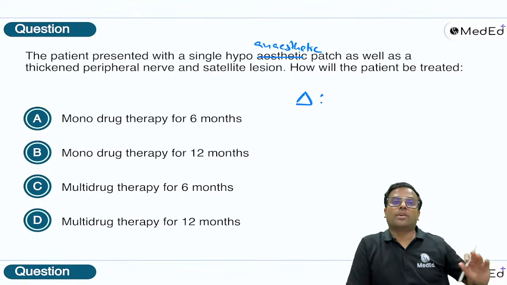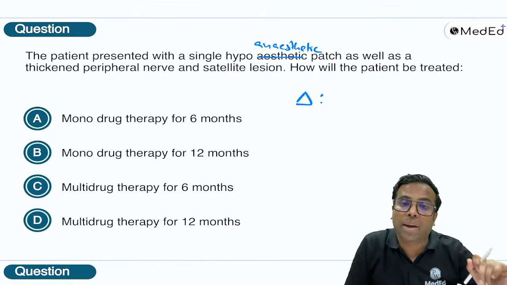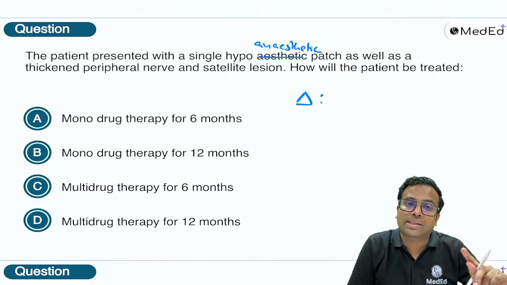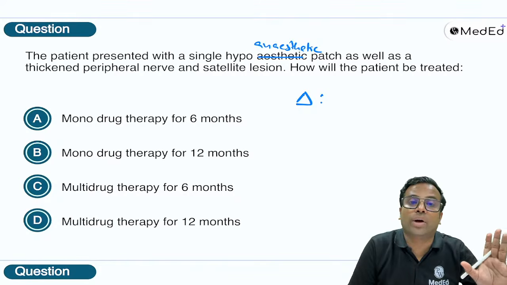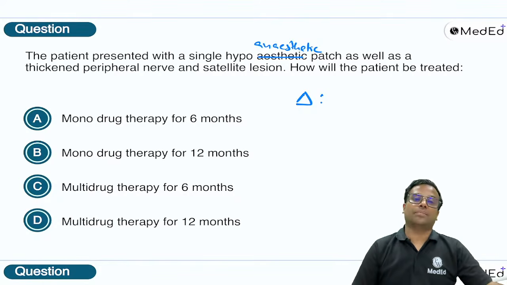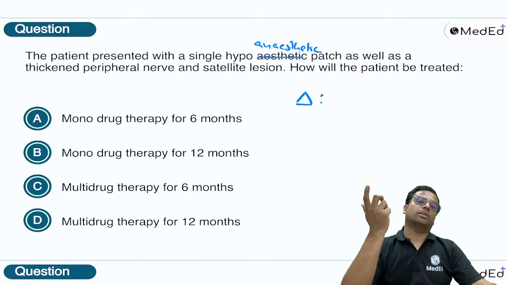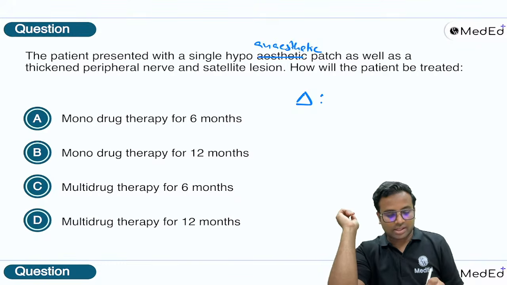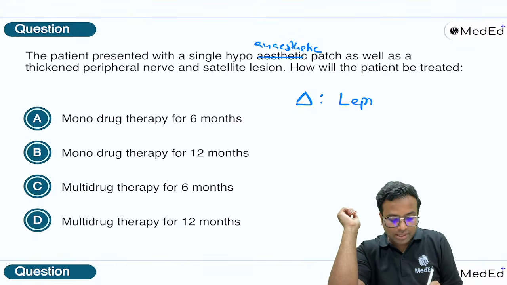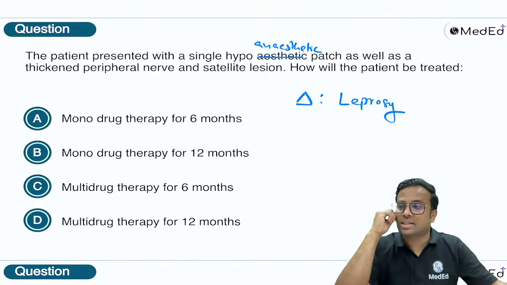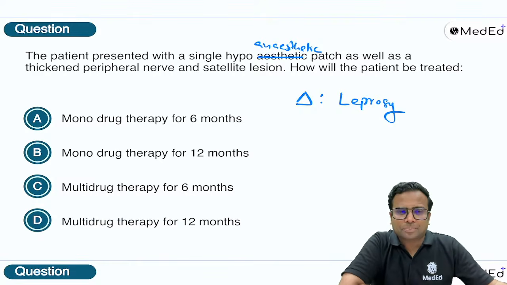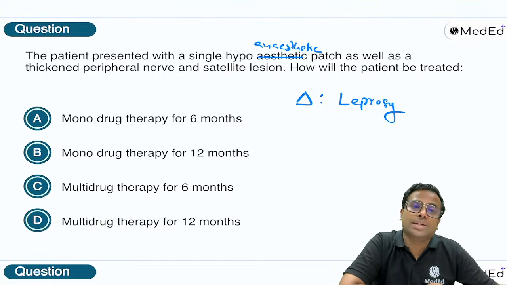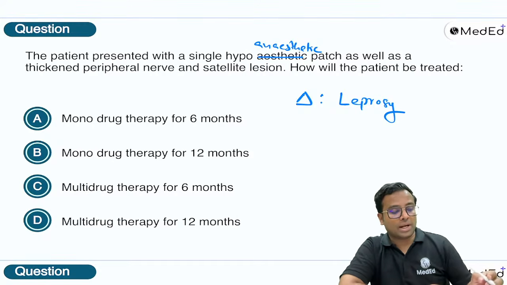Whenever a patient comes to you with a hypopigmented patch which has a sensory deficit, that is why we call it a hypoanesthetic patch, right? And there is a thickened peripheral nerve and a satellite lesion. So what could be the diagnosis here? Yes, the diagnosis here is leprosy. And in leprosy, do you treat the patient with a single drug, mono drug, or multi-drug therapy? Yes, it should be multi-drug therapy.